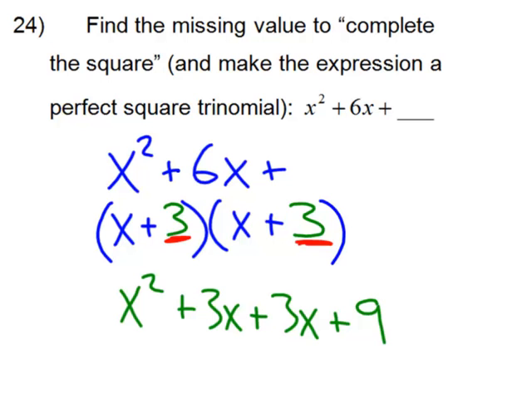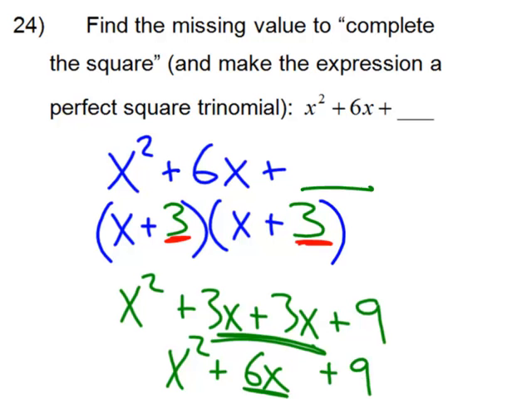9. That's what would give us x squared plus 6x. The two 3x's combined to our 6x. And we have plus 9. That is the number that belongs in this slot up here.